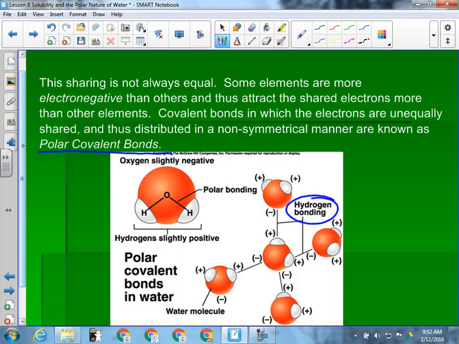So sharing's not always equal. Some elements are more electronegative than others, and so they attract the shared electrons more than the other element. That is what is called a polar covalent bond.